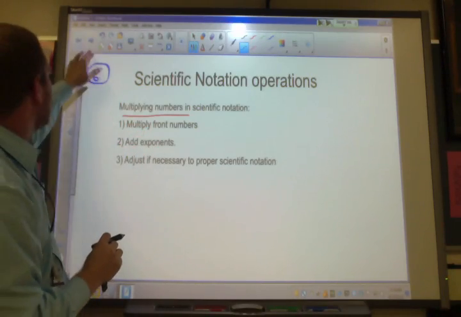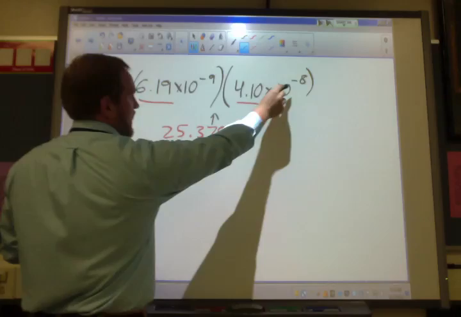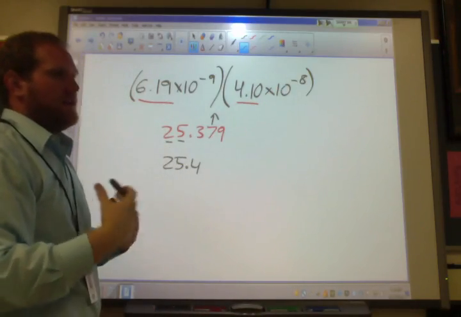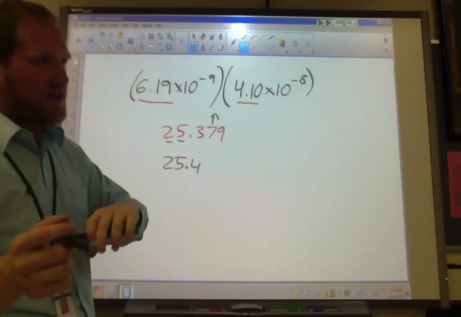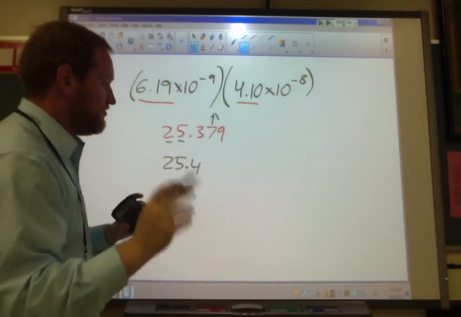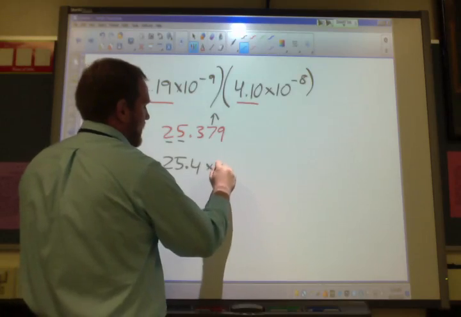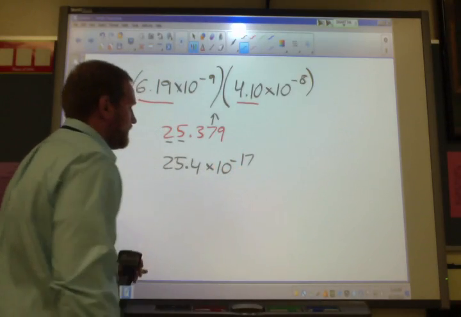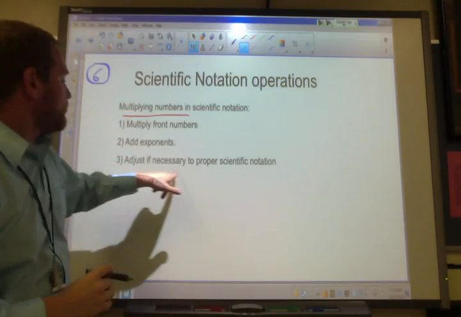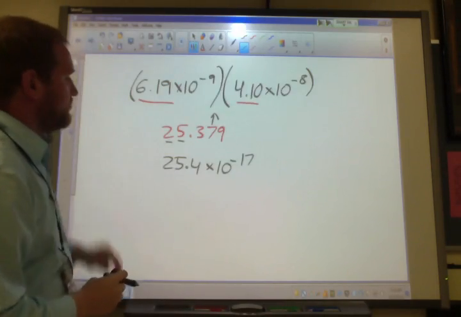Step 2, add the exponents. Negative 9 plus negative 8. Same thing as saying negative 9 minus 8. That's going to be negative 17. Tricky with that. So we say times 10 to the negative 17th. Step 3, adjust if necessary to proper scientific notation.